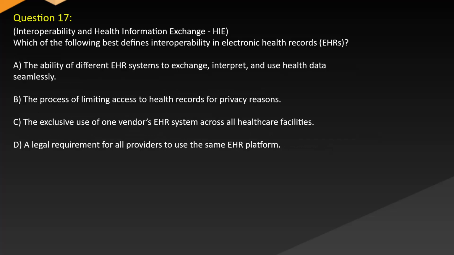Question 17. Interoperability and health information exchange. Which of the following best defines interoperability in electronic health records? A. The ability of different EHR systems to exchange, interpret, and use health data seamlessly. B. The process of limiting access to health records for privacy reasons. C. The exclusive use of one vendor's EHR system across all healthcare facilities. D. Legal requirement for all providers to use the same EHR platform.